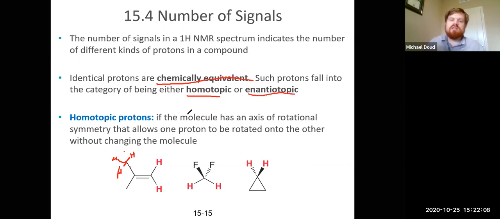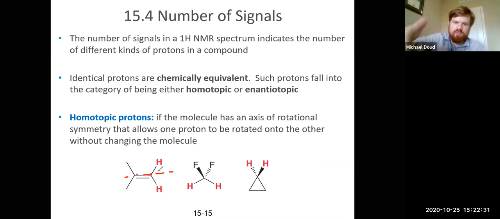Homotopic protons exist when there's an axis of symmetry that allows for one proton to be rotated onto another. So that's what I mentioned with the methyl group. Methyl group protons are always going to be the same. They're always going to be chemically equivalent. But these also are the case. So here we have an alkene. We have an axis of symmetry where we can rotate this.